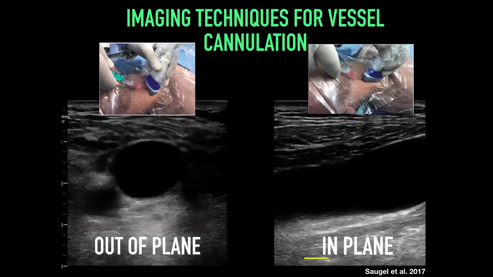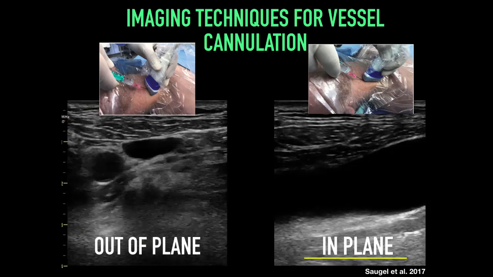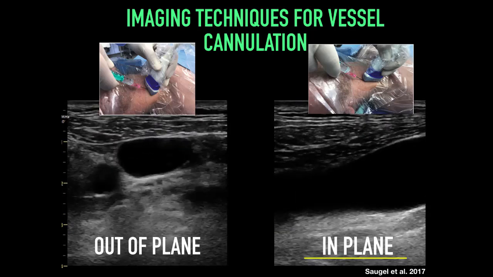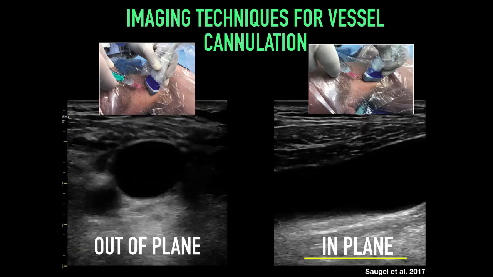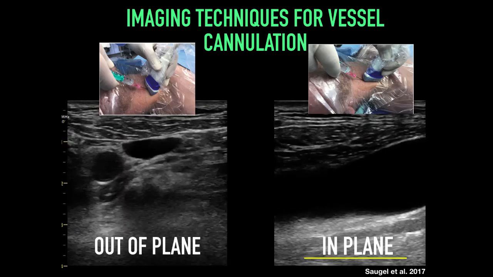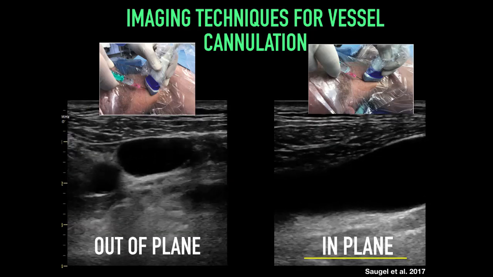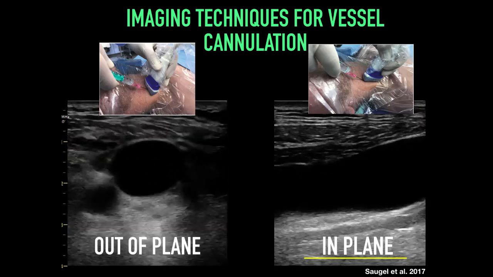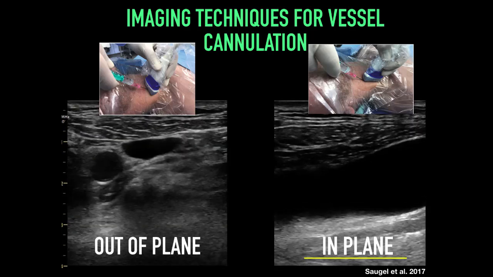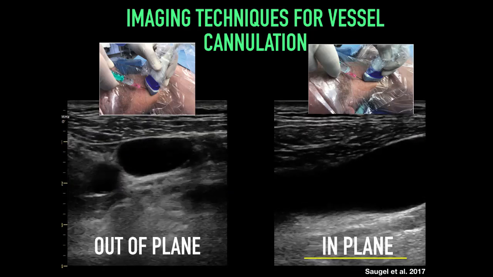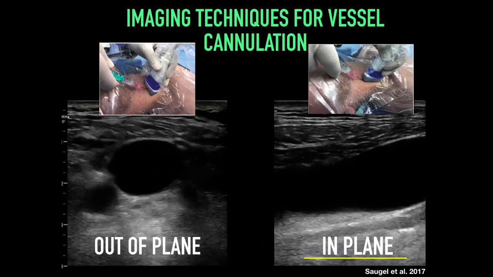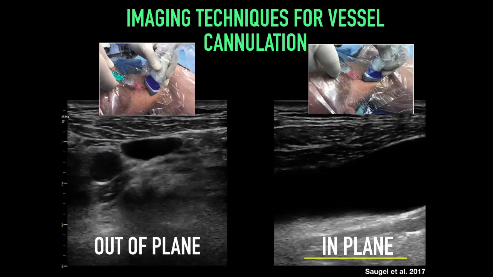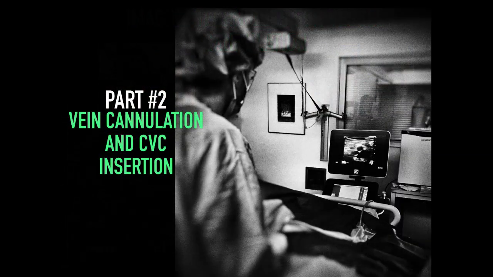On the right, we can see the in-plane technique, with the ultrasound probe placed along the longitudinal cross-section of the vessel. This may allow the entire length of the vessel to be seen, but also the length of the needle. But again, this carries the risk of going out of plane and missing the tip of the needle. This in-plane technique requires far more experience to successfully perform.